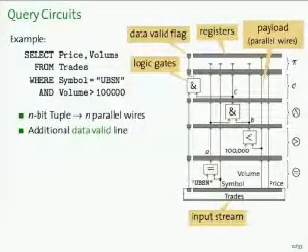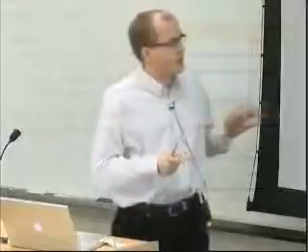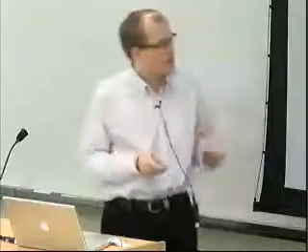So here's the one and only slide that basically tells you essentially all the magic. Here's the example for that selective query where we want to figure out all large volume UBS trades. The approach here is extremely simple. We just go parallel. If you have an n-bit tuple, we just use n parallel wires. So this works here, at least conceptually. And then we have an additional wire that tells us whether there's valid data on the other wires.